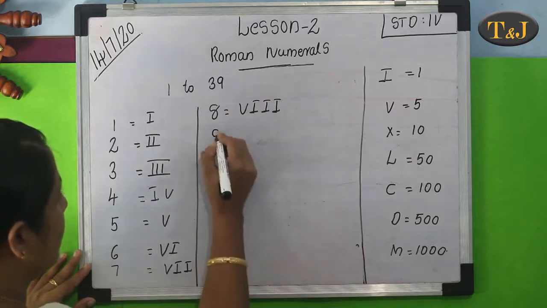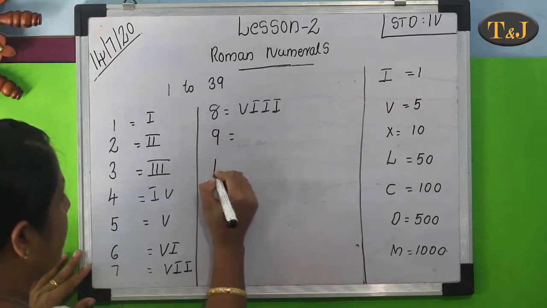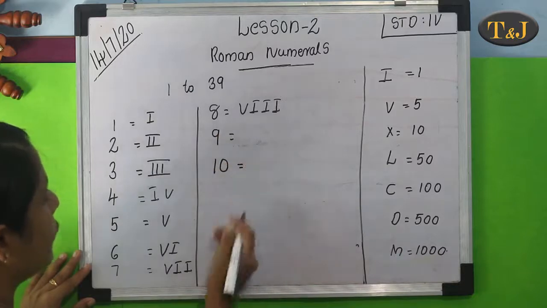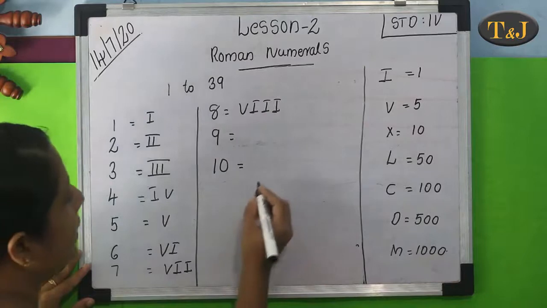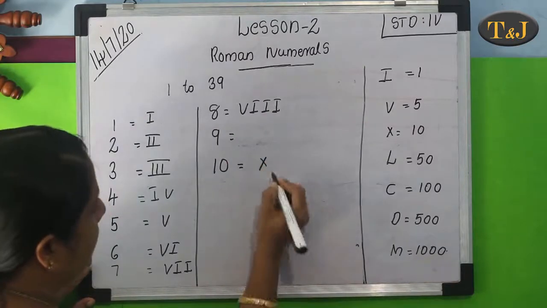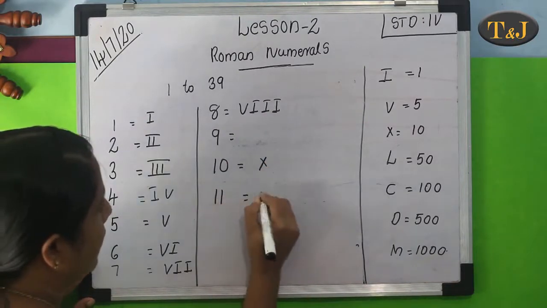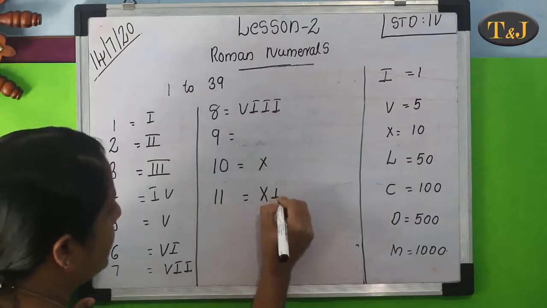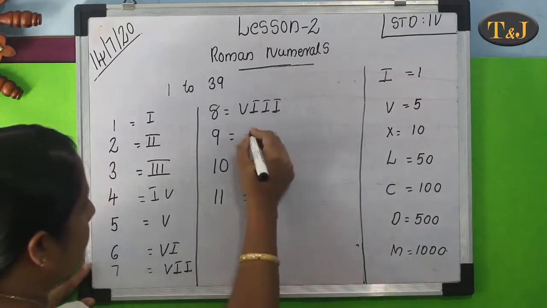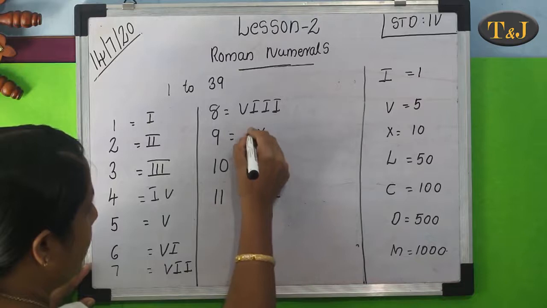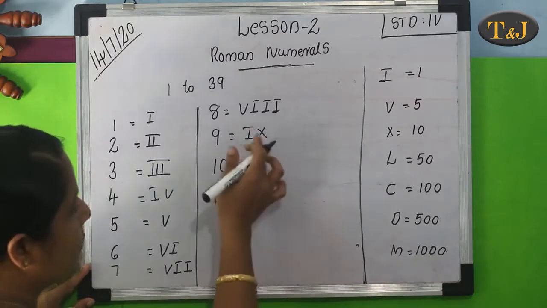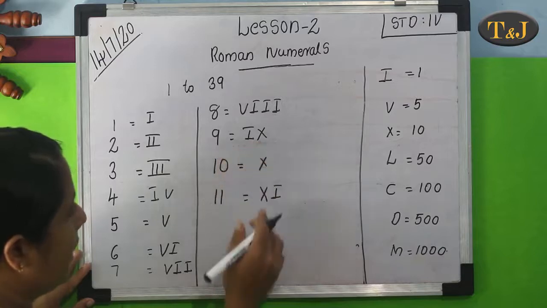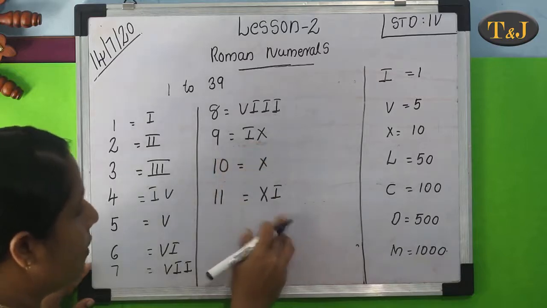Next, before writing the number 9, first we write the number 10. That is 10 equals X. Then 11, adding I to X is 11. Then subtracting I from X equals 9. Okay. X equals 10, and subtracting I from X equals 9, and adding I to X equals 11.